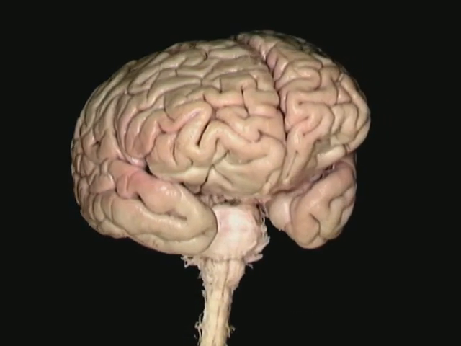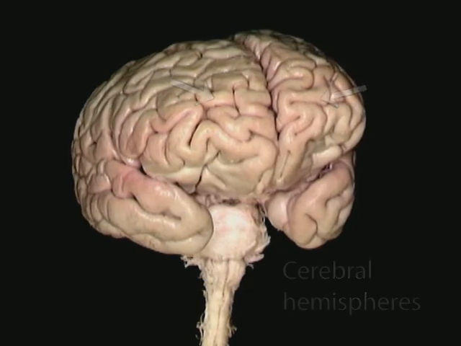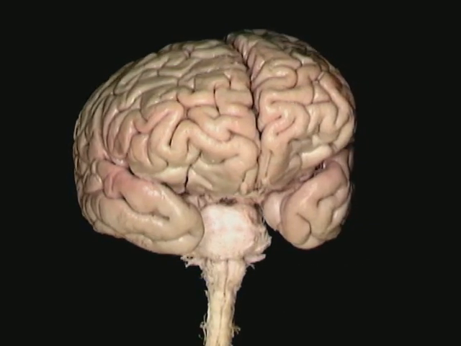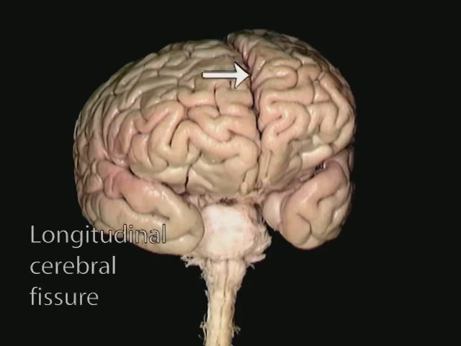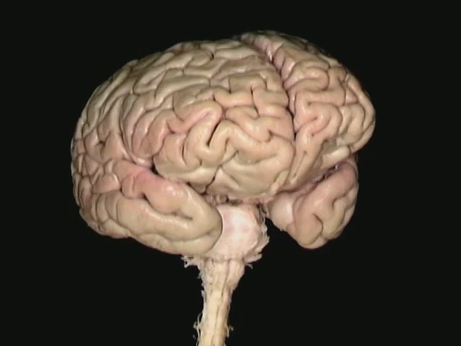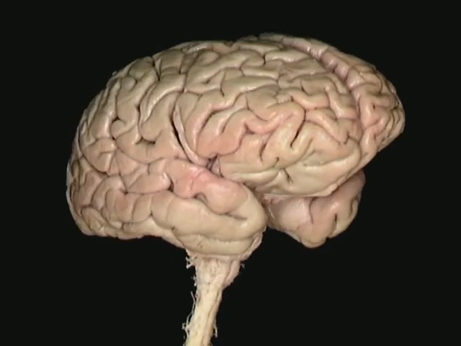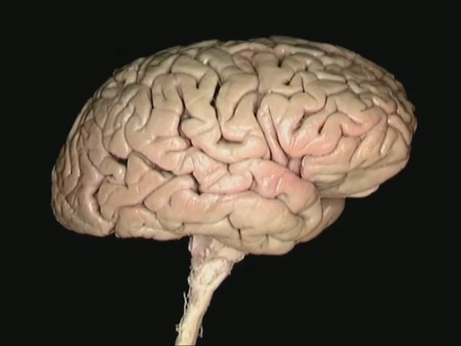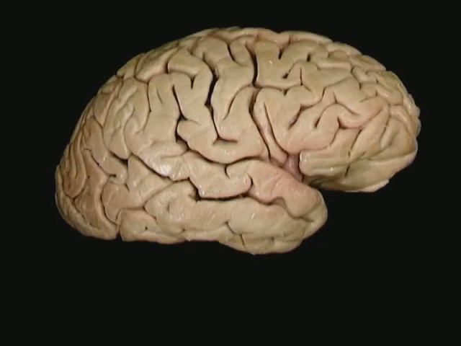The cerebrum is formed mainly by the two cerebral hemispheres. These are separated in the midline by the falx, which occupies this longitudinal cerebral fissure. Though they look hemispherical from in front, the shape of each cerebral hemisphere is more complex when seen from the side.